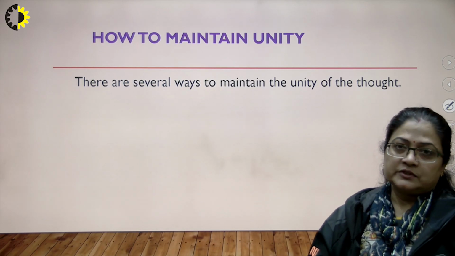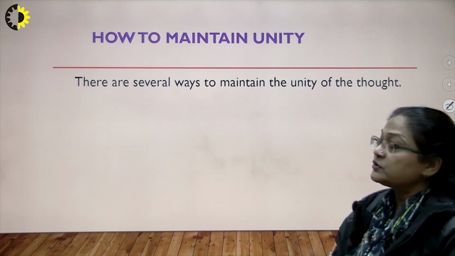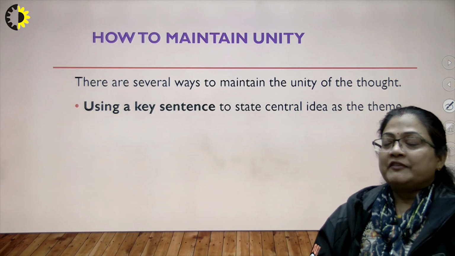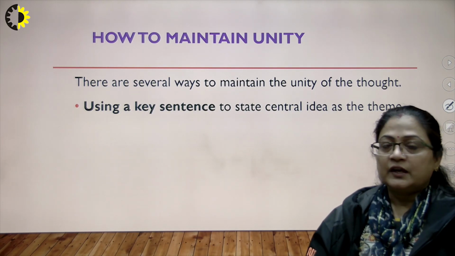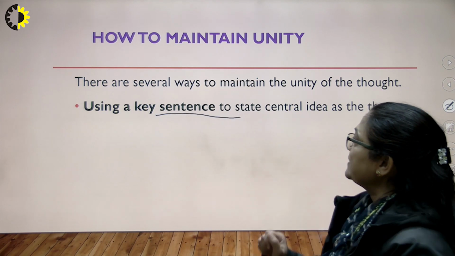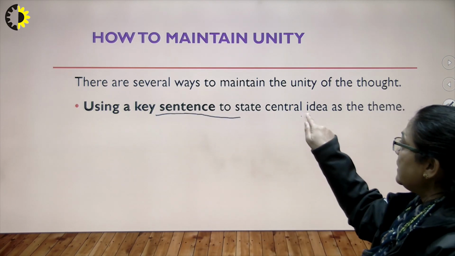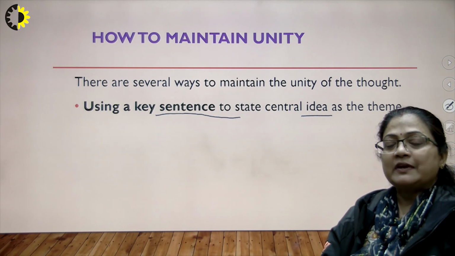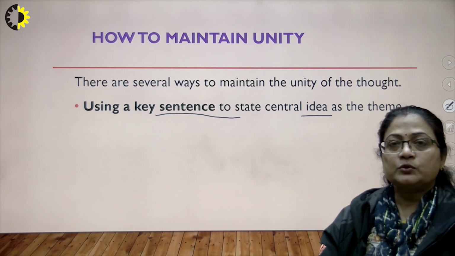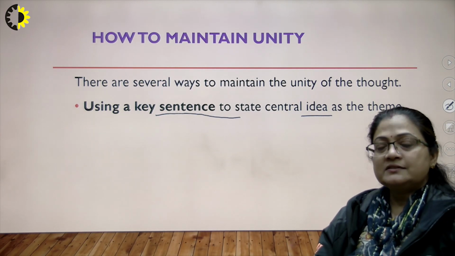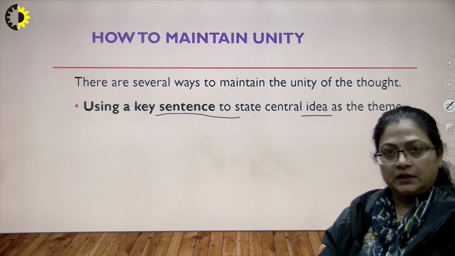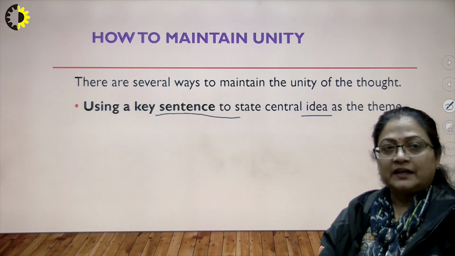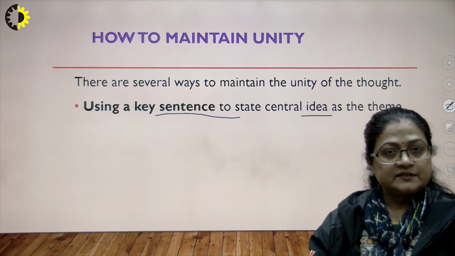So, how to maintain unity? That is the question. There are several ways to maintain the unity of thought in our speech. The very first, or very obvious, is using a key statement or key sentence, and that is to state the central idea. Using a key statement means when we start or when we say something, we should frame a small sentence that contains the whole meaning, and the later sentences will explain and elaborate the meaning of that sentence. So, that is using a key sentence.